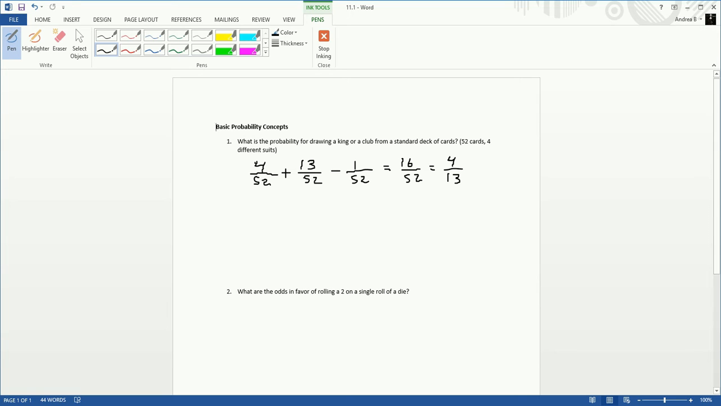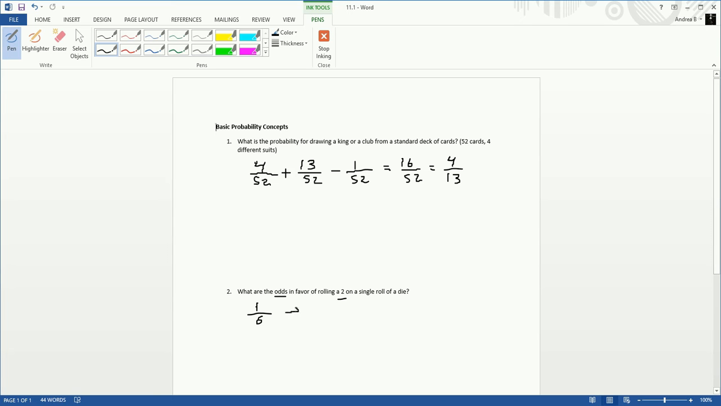For the next one, what are the odds in favor of rolling a 2 on a single roll of a die? So if you're rolling a 2 on a single roll of a die, well, there's 6 sides for a die. So if you're doing the probability for this, first of all, that would be 1 out of 6. But here I asked for the odds of rolling that 2 instead of the probability.